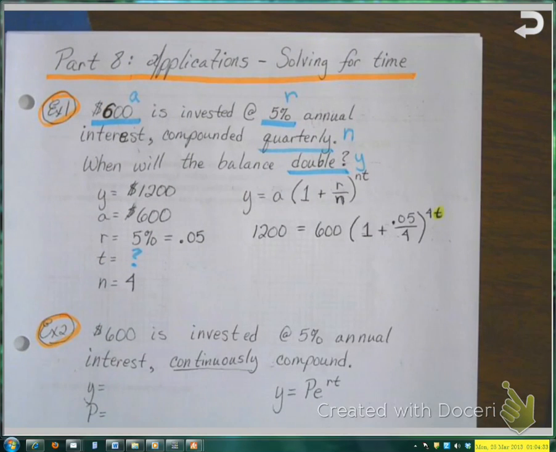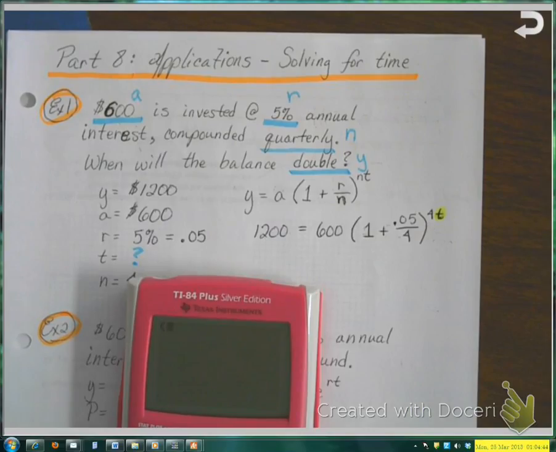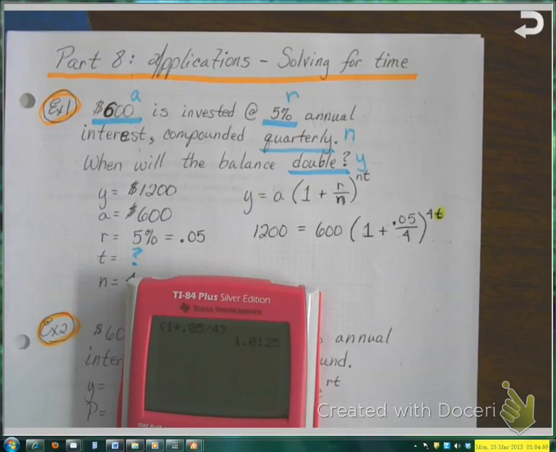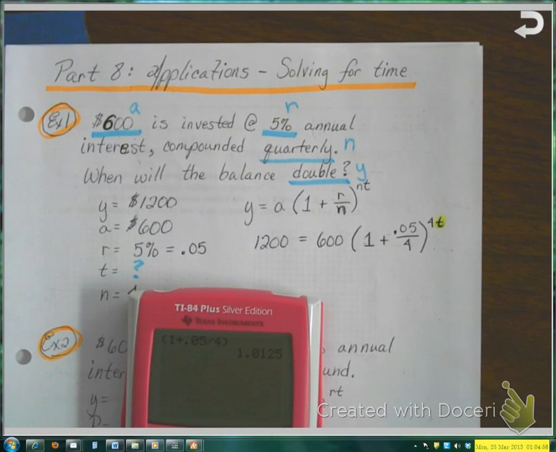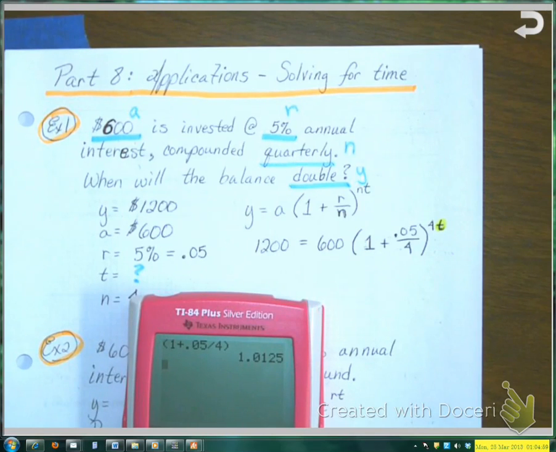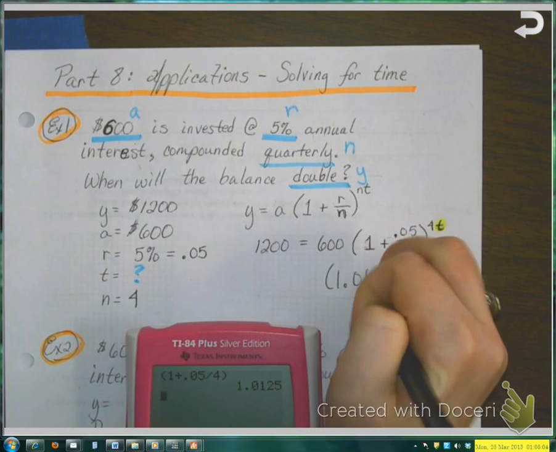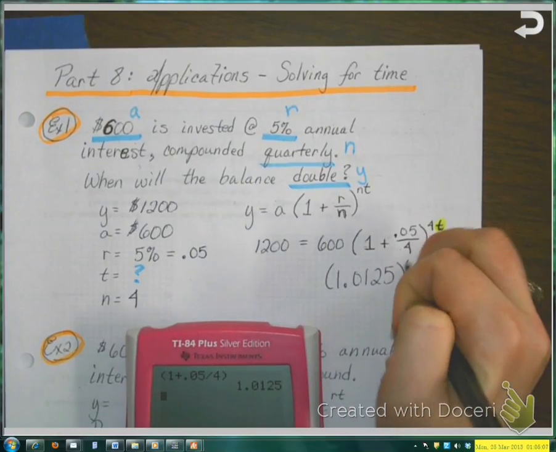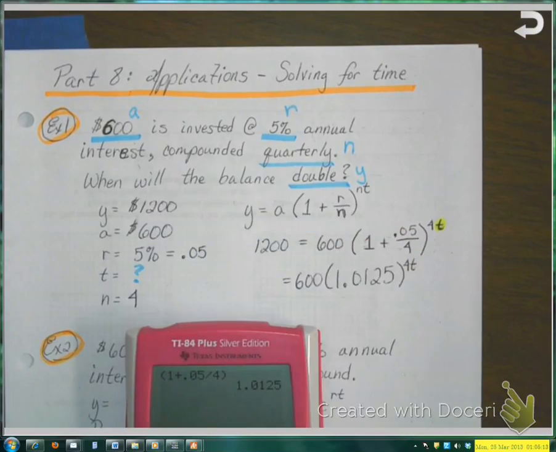Okay? Let's simplify everything else that we can simplify. So that big, huge mess inside the parentheses, we're going to simplify that. So I've got to plug that in. That's 1 plus 0.05 divided by 4. There it goes. Okay? So that's what? 1.0125 to the 4t power. There's my 600 and then my 1,200.